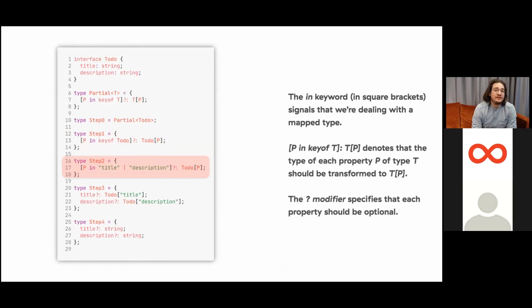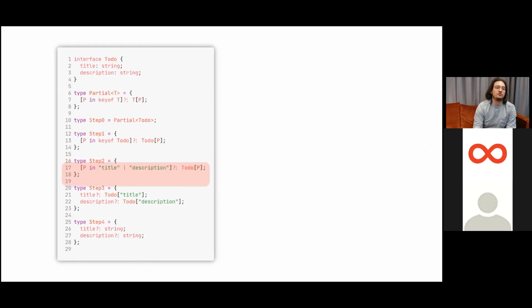So next up, we have the in keyword, and that signals that we're dealing with a mapped type. So we have the P in keyof T, which denotes that the type of each property P of type T should be transformed to T[P]. Basically, that means you can look at it as a loop, for example. So P will take the form of both title and description, and it will replace itself on the left-hand side of the colon, and it will replace itself on the right side of the colon, which is Todo[P]. And then we have the question mark, which is the modifier that specifies that each property should be optional.